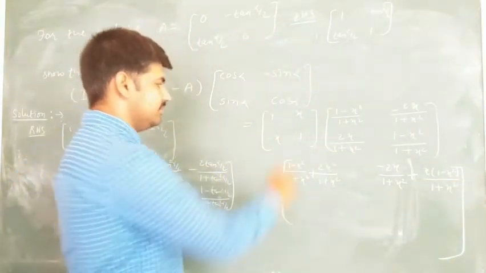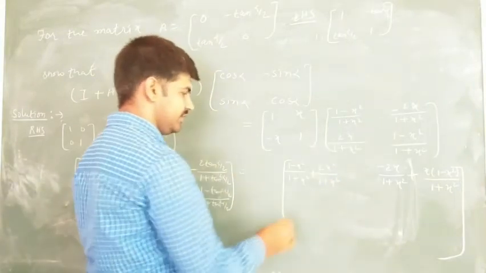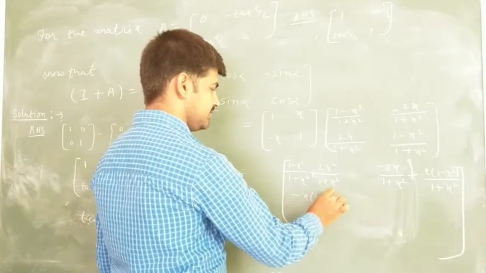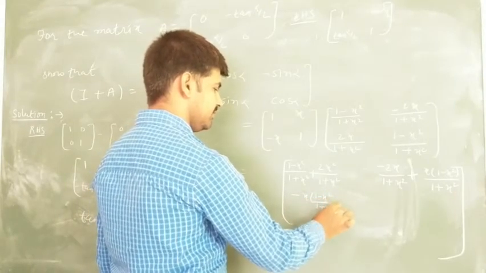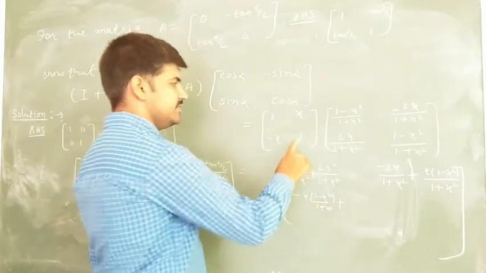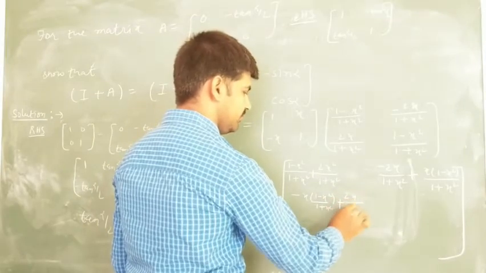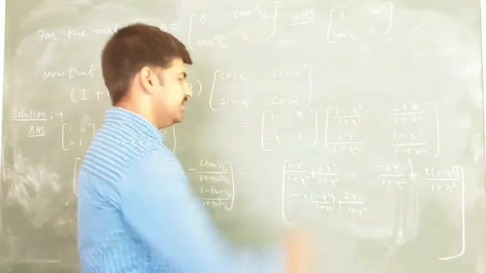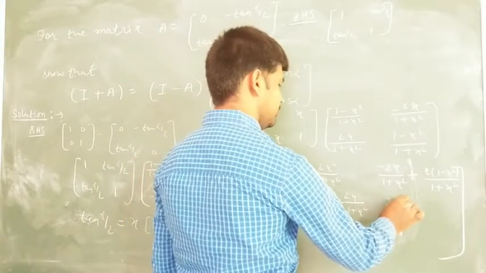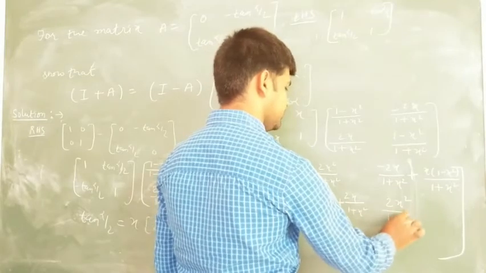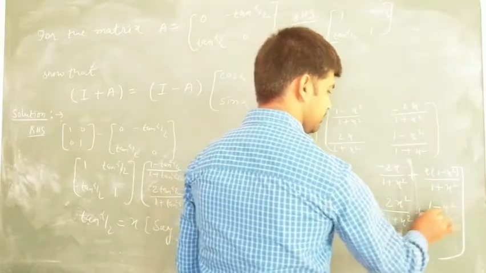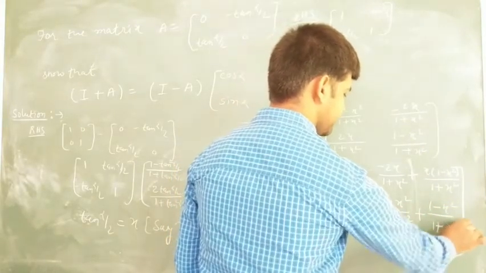Okay. Now this multiplied by this one, so we are getting minus x multiplied by 1 minus x squared over 1 plus x squared, plus this is 2x over 1 plus x squared. Now this will be multiplied by this, so it is 2x squared over 1 plus x squared and plus 1 multiplied by this one, so 1 minus x squared over 1 plus x squared.